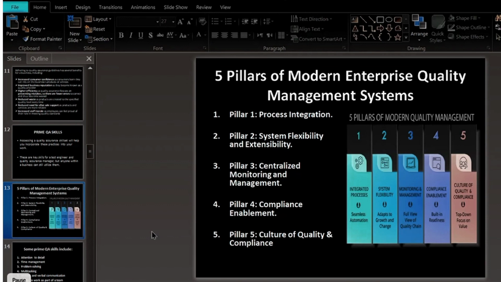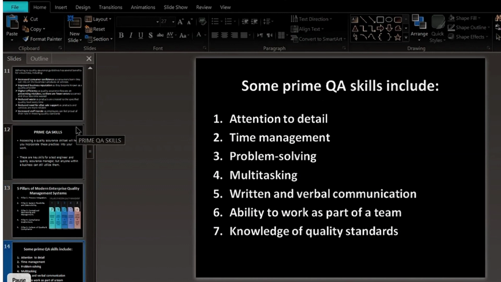Number 5 is culture of quality and compliance. Top down focus on the value. This is very important. This culture of ensuring working as a team is very important, because you know that the ultimate achievement is going to be a collaborative effort. I repeat, a collaborative effort होगा तो ultimate आपका result होगा, then you would be able to perform in a better way. So that is something which actually is required to be kept in.